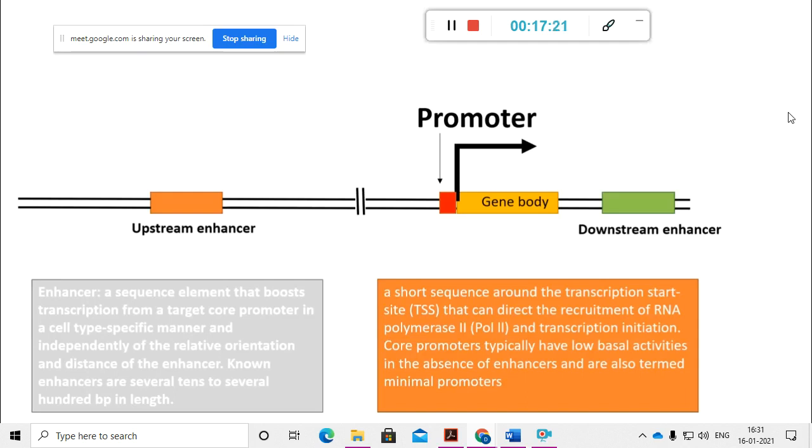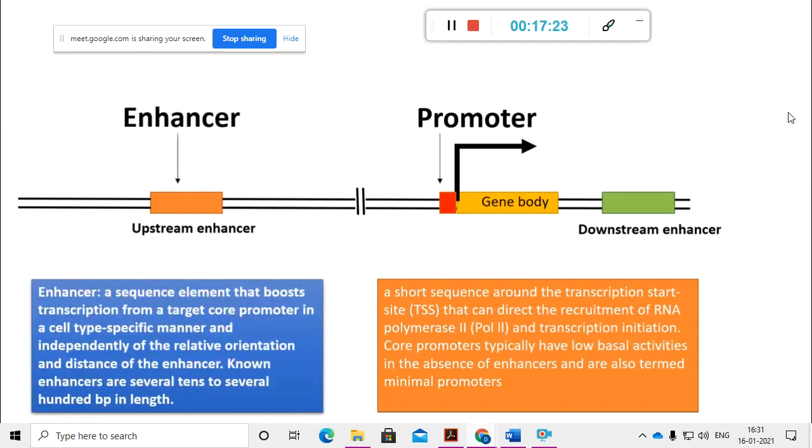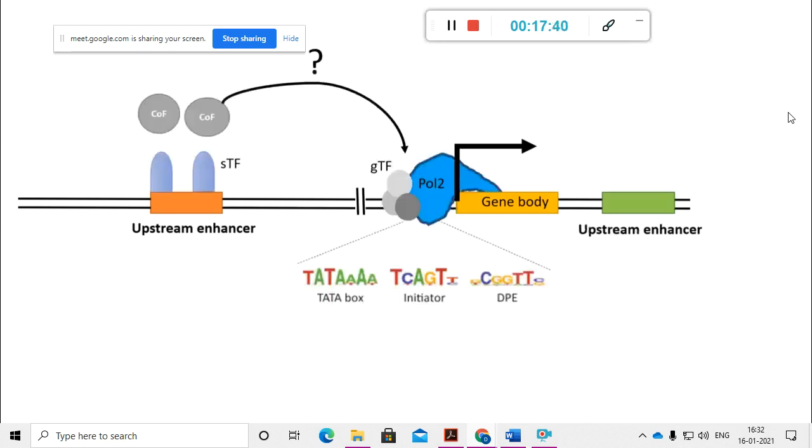Apart from the promoter, there are other sequences known as enhancers. Enhancers could be on both sides of the gene, either upstream or downstream, and they could be as far away as on the order of 3-4 kilobase pairs, and still they can regulate gene expression from a particular gene promoter and gene body. So how do enhancers work?